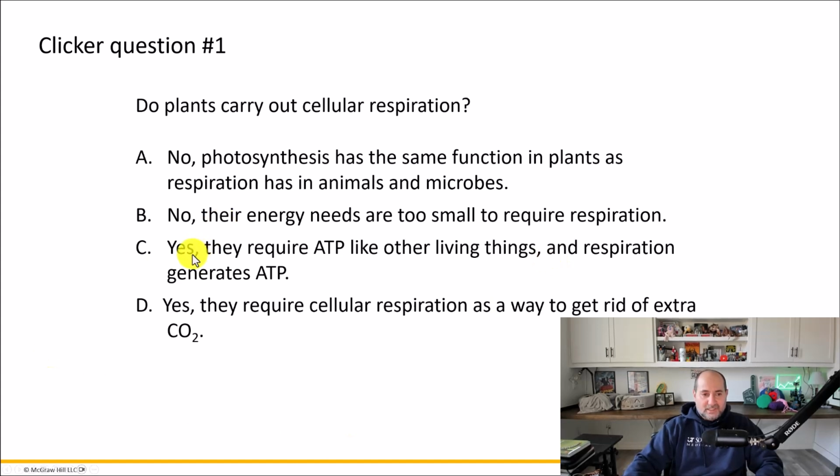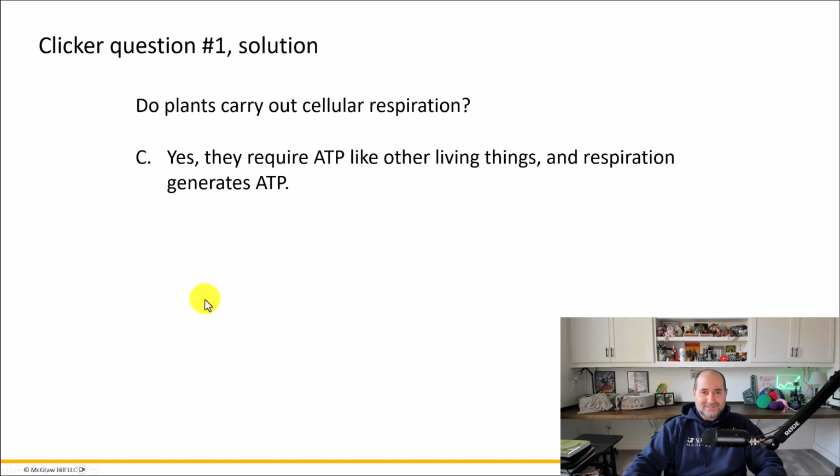So let's see. C, yes, they do undergo cellular respiration. They require ATP like other living things, and respiration generates ATP. Yes, they require cellular respiration to get rid of extra CO2. So the answer is C. Plants carry out cellular respiration, yes, because they have mitochondria. Isn't that neat? So don't forget, plants also have mitochondria, and plants also undergo cellular respiration in addition to photosynthesis.